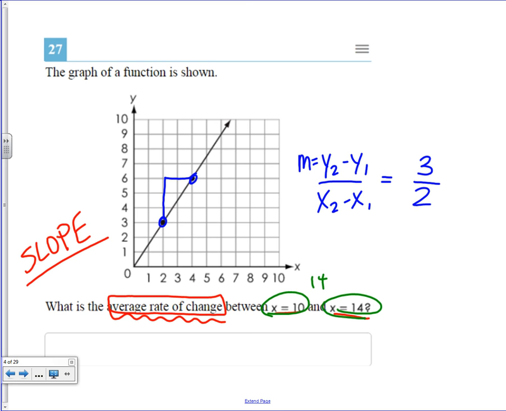That's the average rate of change. It doesn't change at all, folks, because it's a line. If that would change, that means it would not be a line. So if I look again, up 3 over 2, and it would keep going. Okay, so your answer here would be 3 over 2.